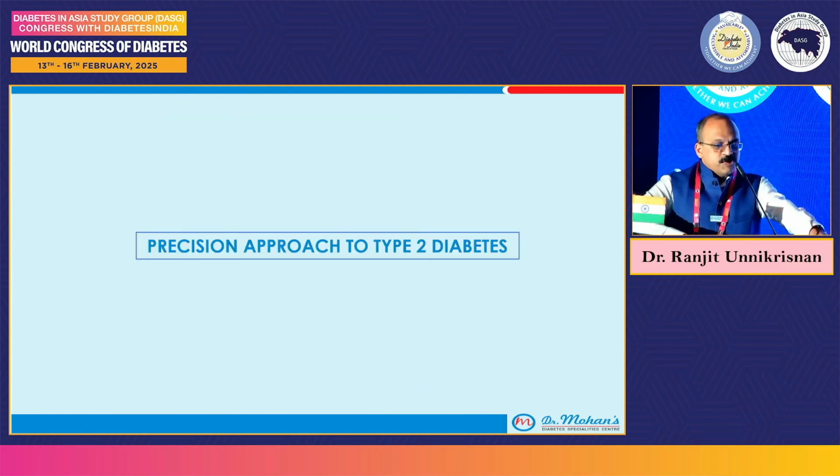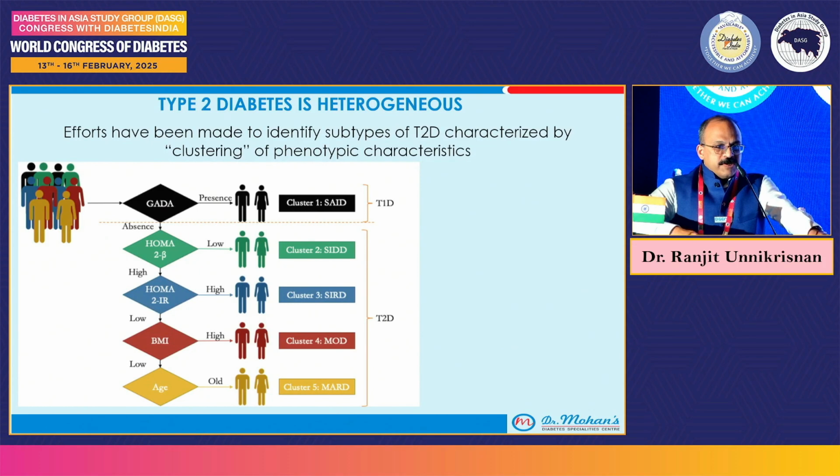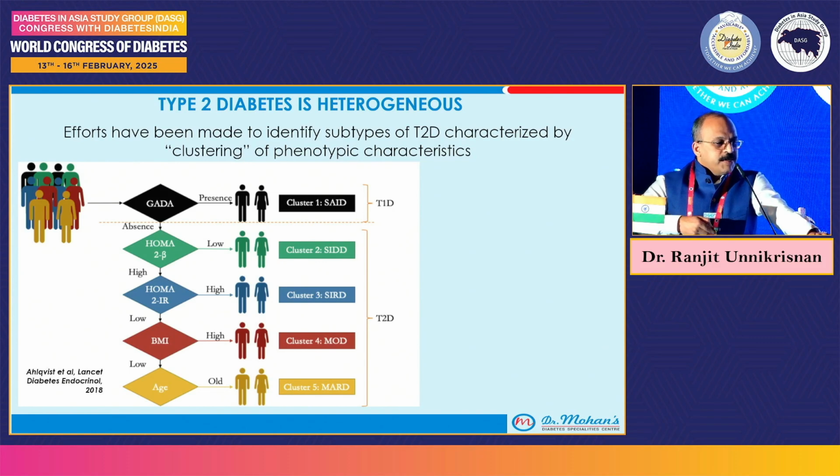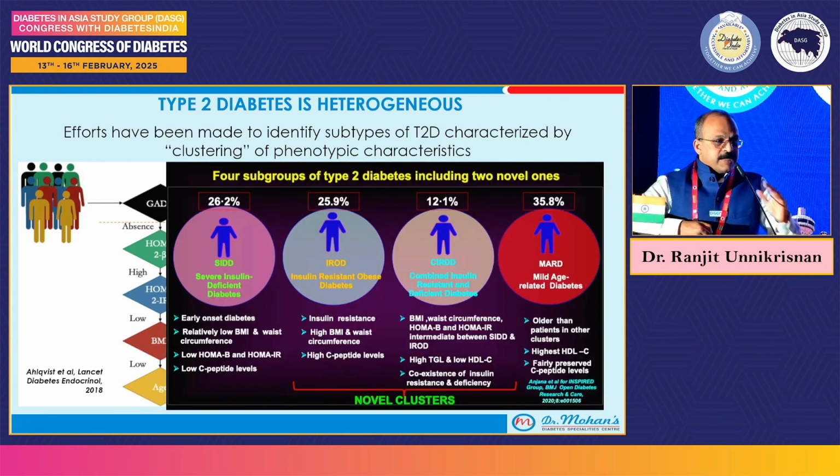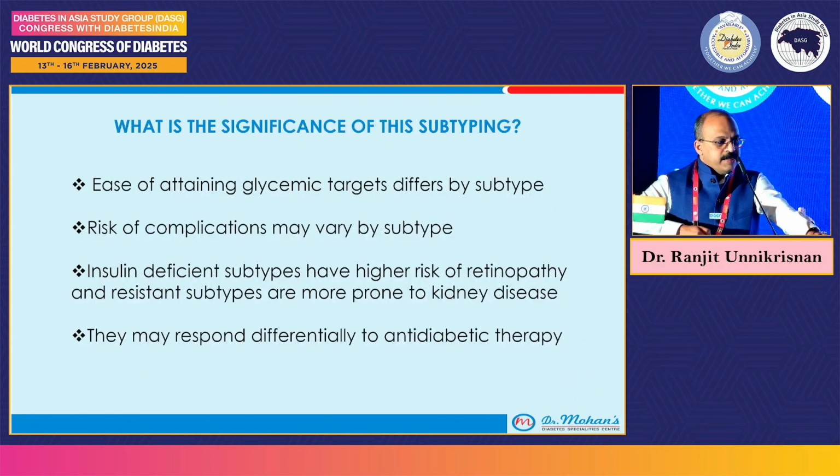What about type 2 diabetes? Praveen has already mentioned the clustering approach. This is the original clustering approach which was done in the Scandinavian population. And we now know that in India, there are two novel clusters of type 2 diabetes, the IROD and the CIRDD.